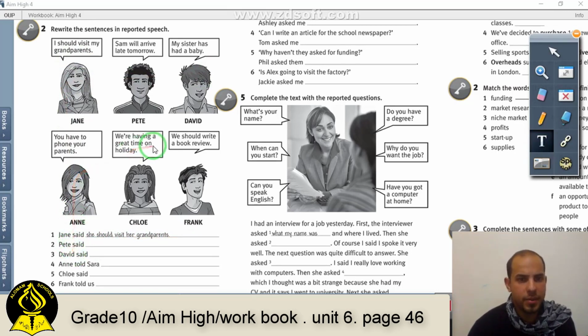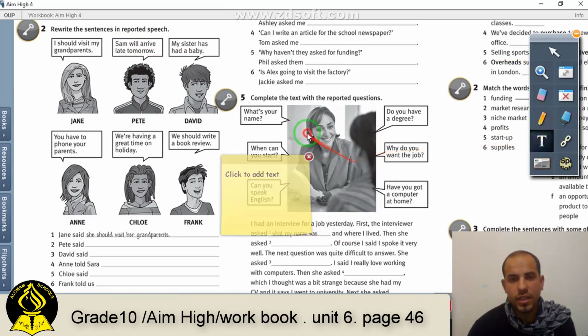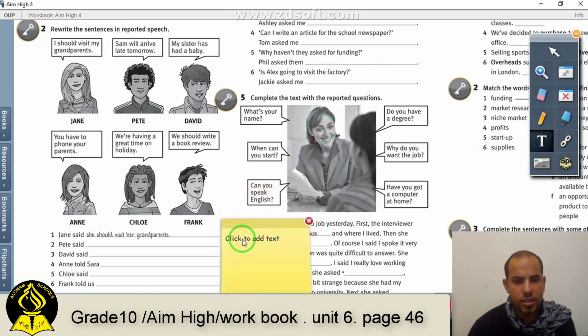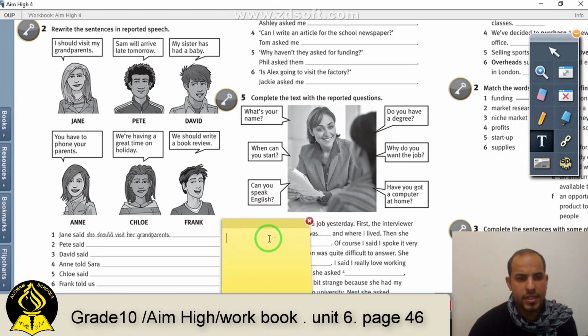Pete said, Sam will arrive late tomorrow. So we have Sam will arrive late tomorrow. The first step is to change pronouns, okay? So this is number 2.